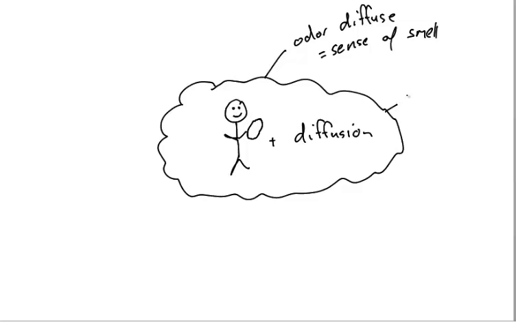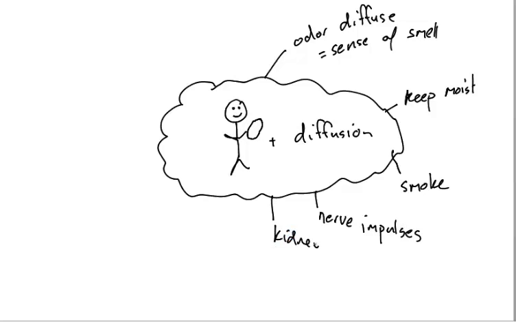Okay. Diffusion helps stop our eyes from drying out, so keep eyes moist. Okay. It's relevant. I hate when I'm outside on a nice day and all of a sudden you're choking on someone else's smoke, because that diffuses. Diffusion is critical for nerve impulses. They're important for kidney function. Okay. Important for diffusion of alcohol from stomach to blood.